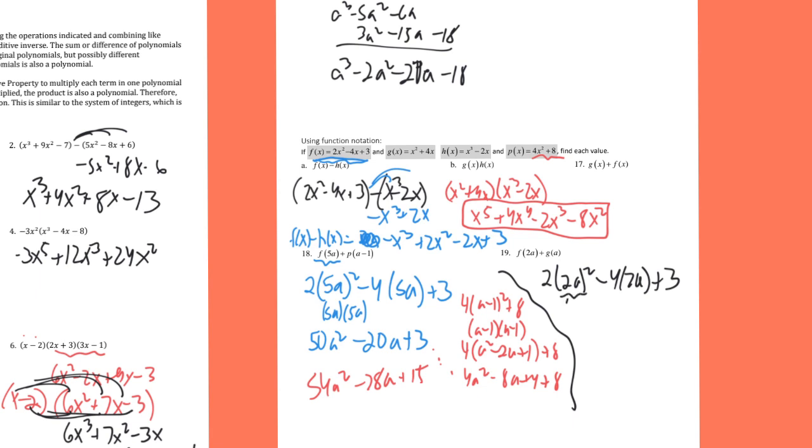If you square this, you get 2a times 2a, which would be 4a squared, and you times that by 2, so it would be 8a squared, and then minus 8a, and then plus 3. And then you've got to do g of a. When you do g of a, we go to g, that's here, and you plug in just a. You get a squared plus 4a.